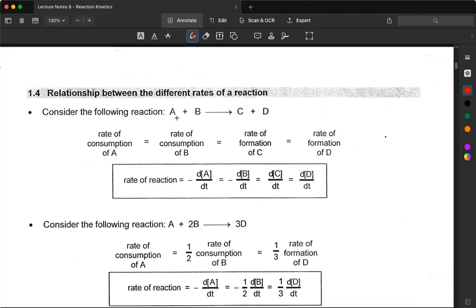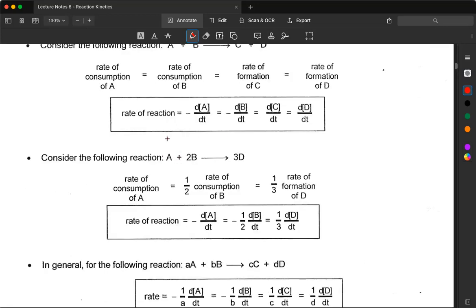Now, what is the relationship between the different rates of reaction? So the rate of consumption of A is equal to the rate of consumption of B equals to the rate of consumption of C equal to the rate of consumption of D, if we have this particular reaction, A plus B forming C plus D.